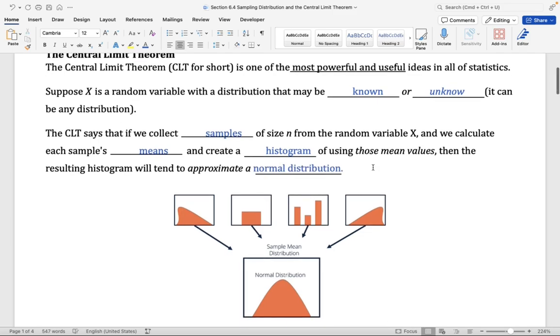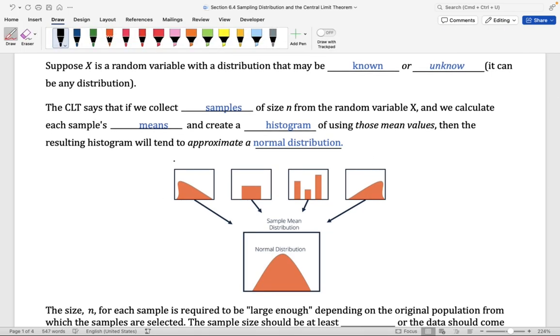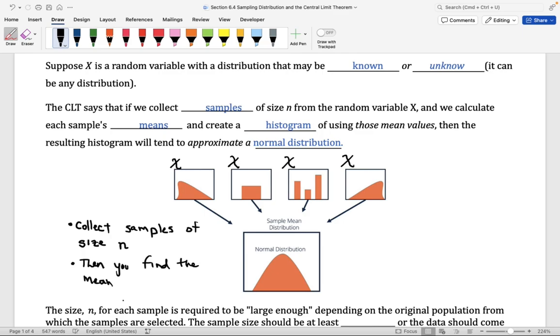So here's a visual to help you out. Let's say that the distributions we have here above are the x distribution. This is going to be the collection of all the observations from the population. Again, this distribution might be left skewed, right skewed, uniform. It can be any distribution. What we're saying here is, if you collect samples of size n and you find the mean for each of these samples and you construct a histogram, the central limit theorem says that that distribution full of sample means is going to follow a normal distribution.